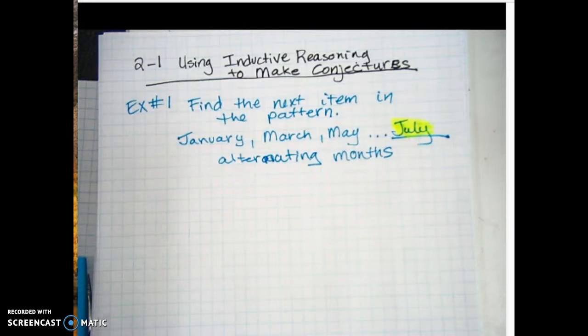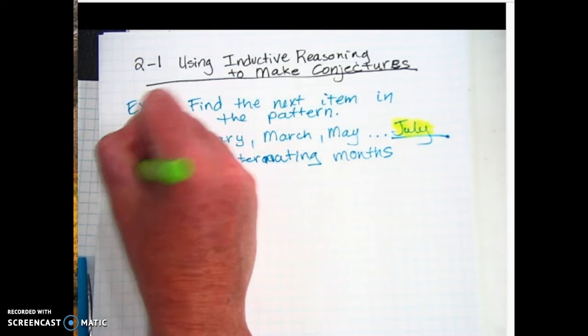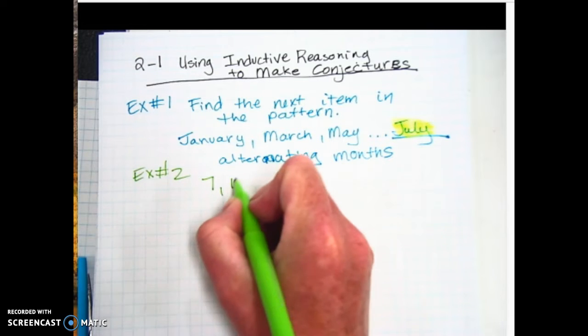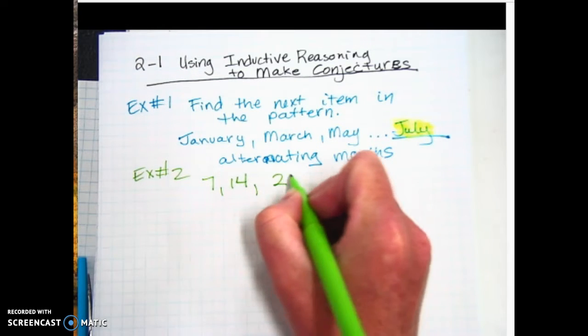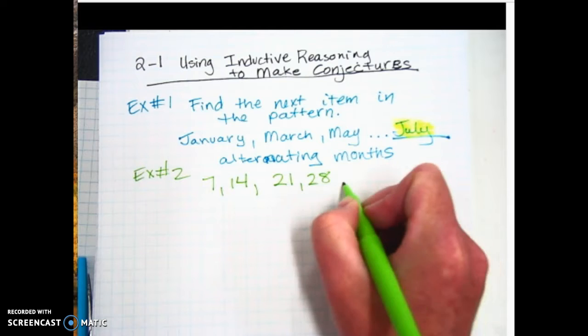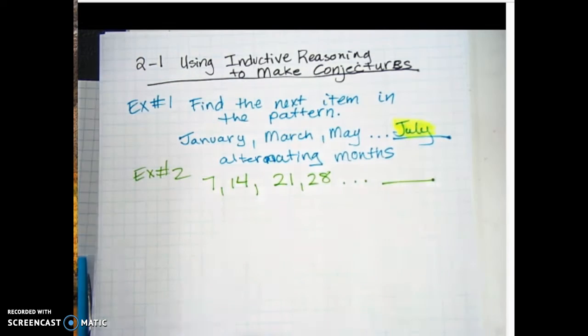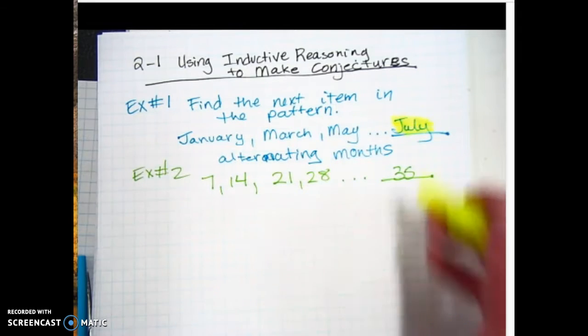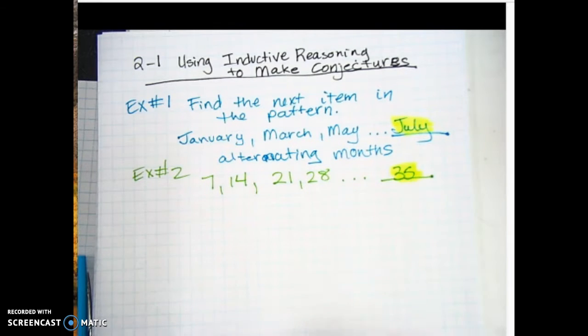Sometimes they'll give you patterns with numbers, like example number 2. 7, 14, 21, 28. They'll want you to find the next number in the pattern. Anybody think they know the next number in this pattern? What'd you get? 35 is correct. Okay, so 35 is the next number in the pattern.